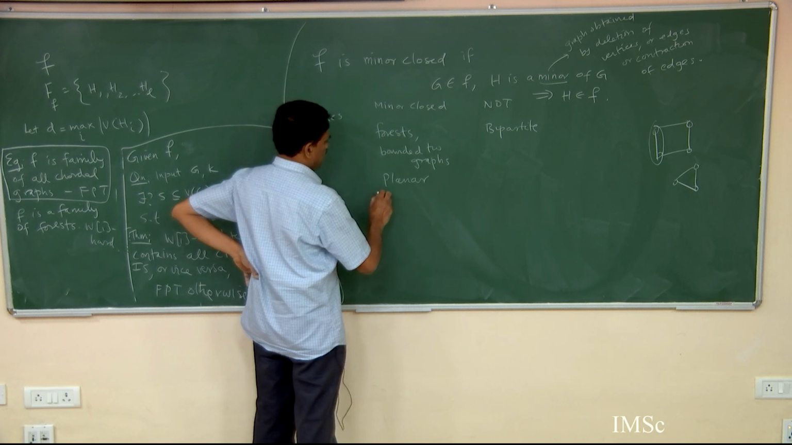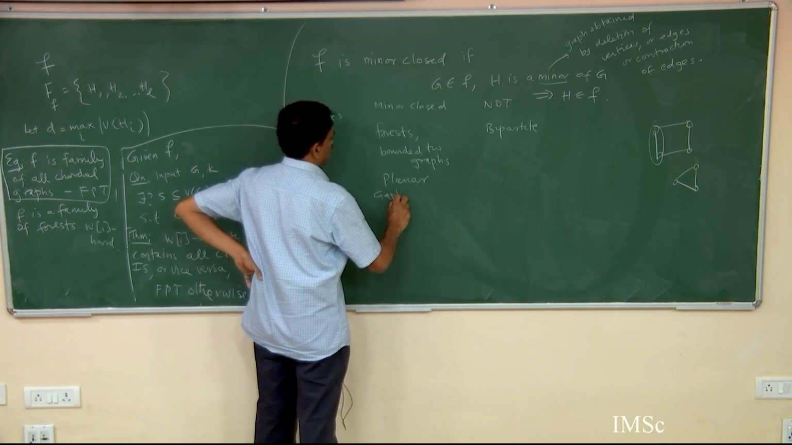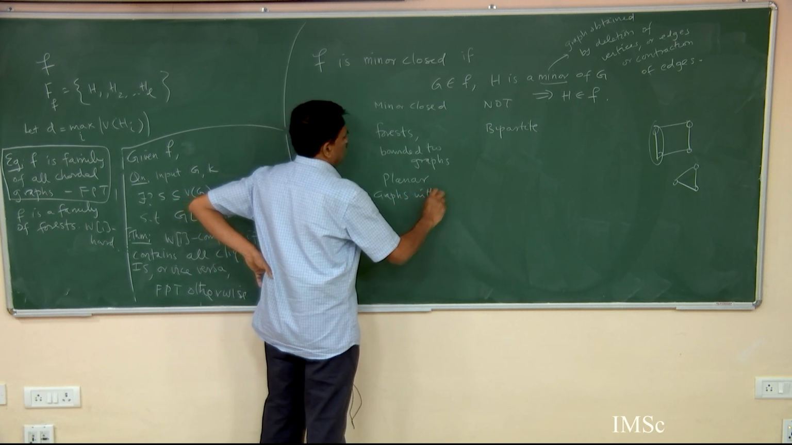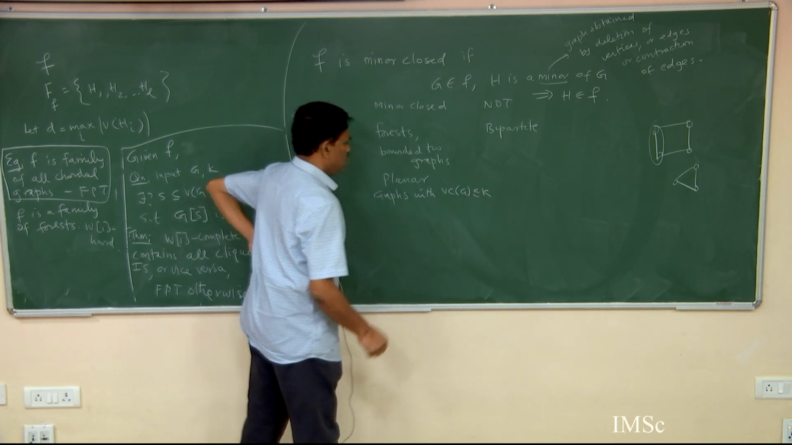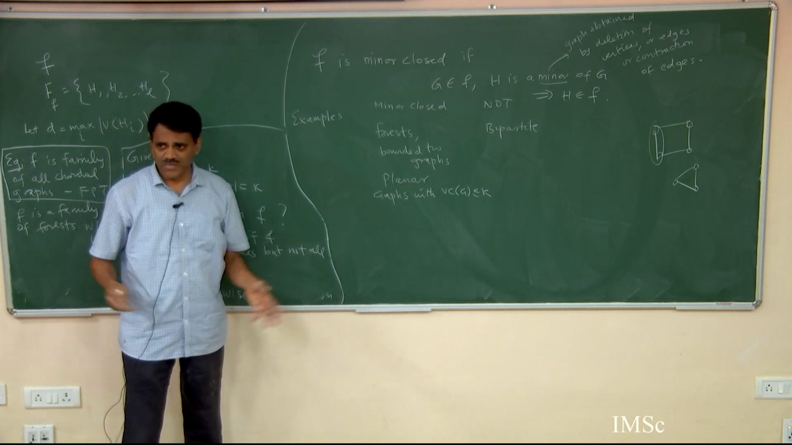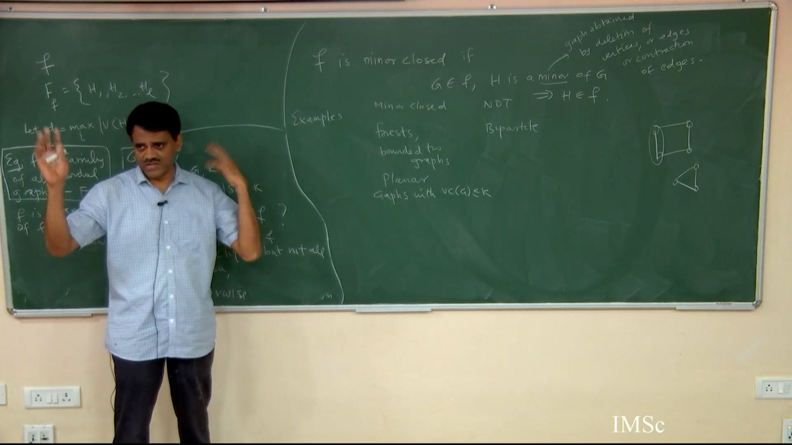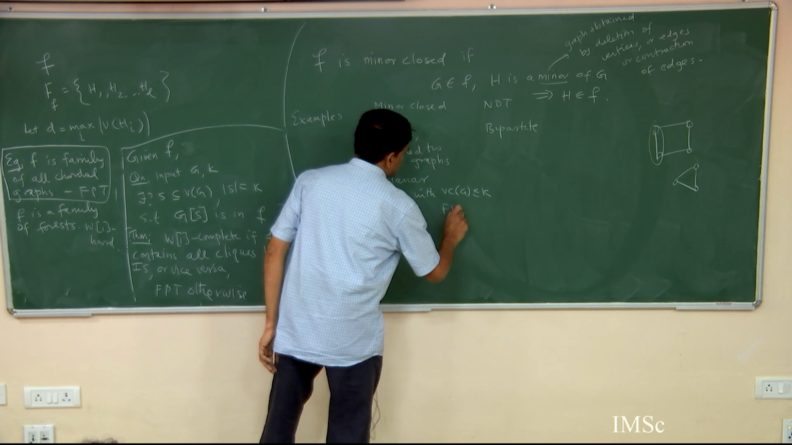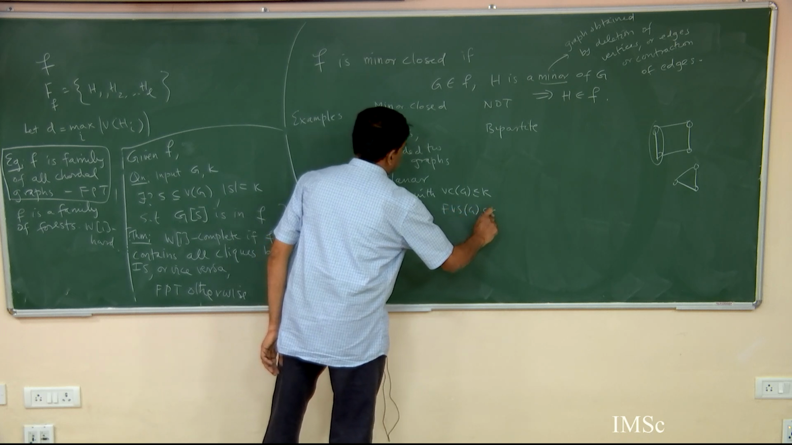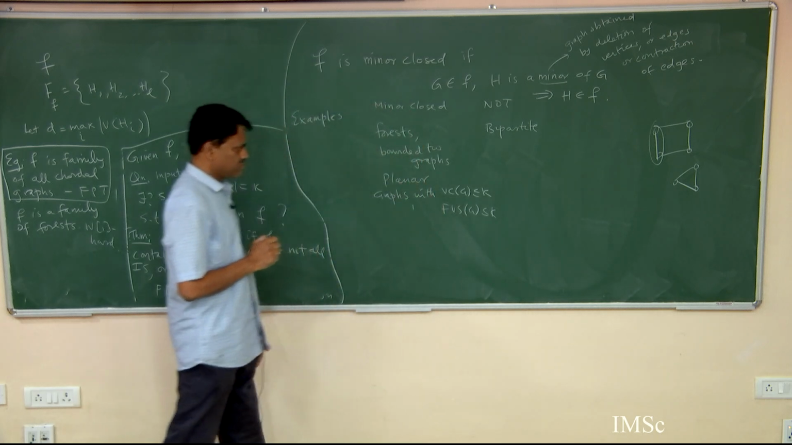But here also graphs with vertex cover at most k, like tree width, for example. If you have small vertex cover, by taking a subgraph and by contracting edges, the vertex cover size is not going to go up. Similarly, feedback vertex set. These are all minor closed families of graphs.